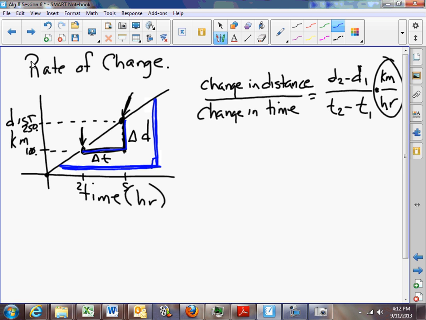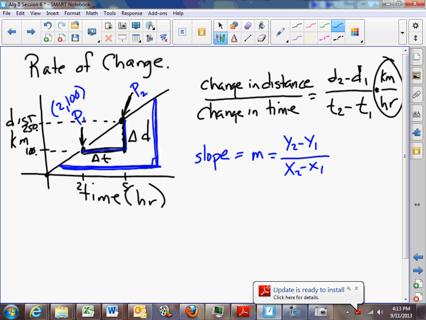Now, when we have a linear function that has a rate of change that's constant, we call that rate of change the slope. Usually we refer to it by the small letter m, and the formula for that would be y2 minus y1 over x2 minus x1. It doesn't really matter which point you let be point 2 and which point you let be point 1. Let's let this point be point 1 and this point be point 2. Point 1 was 2, 100, and point 2 was 5, 250.